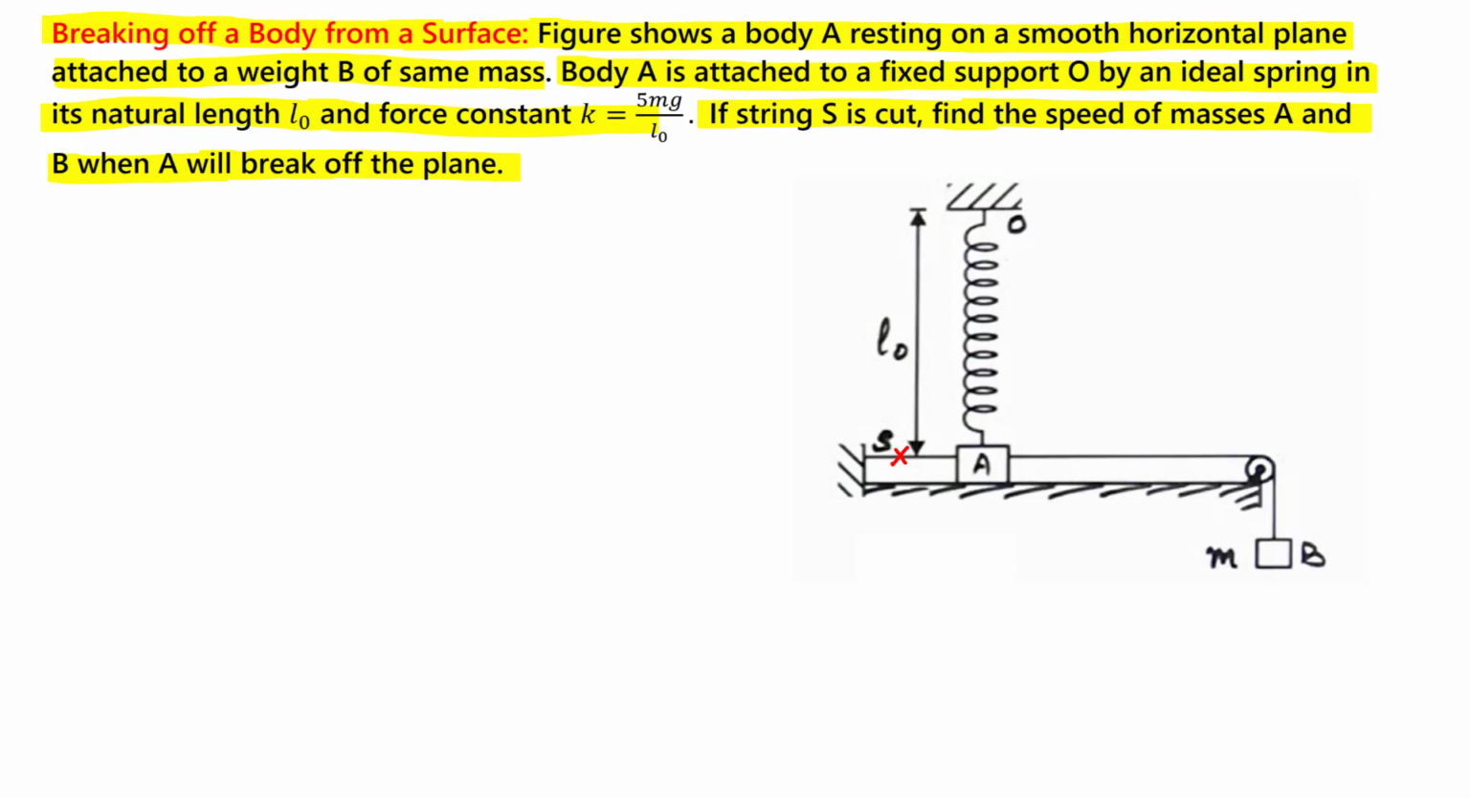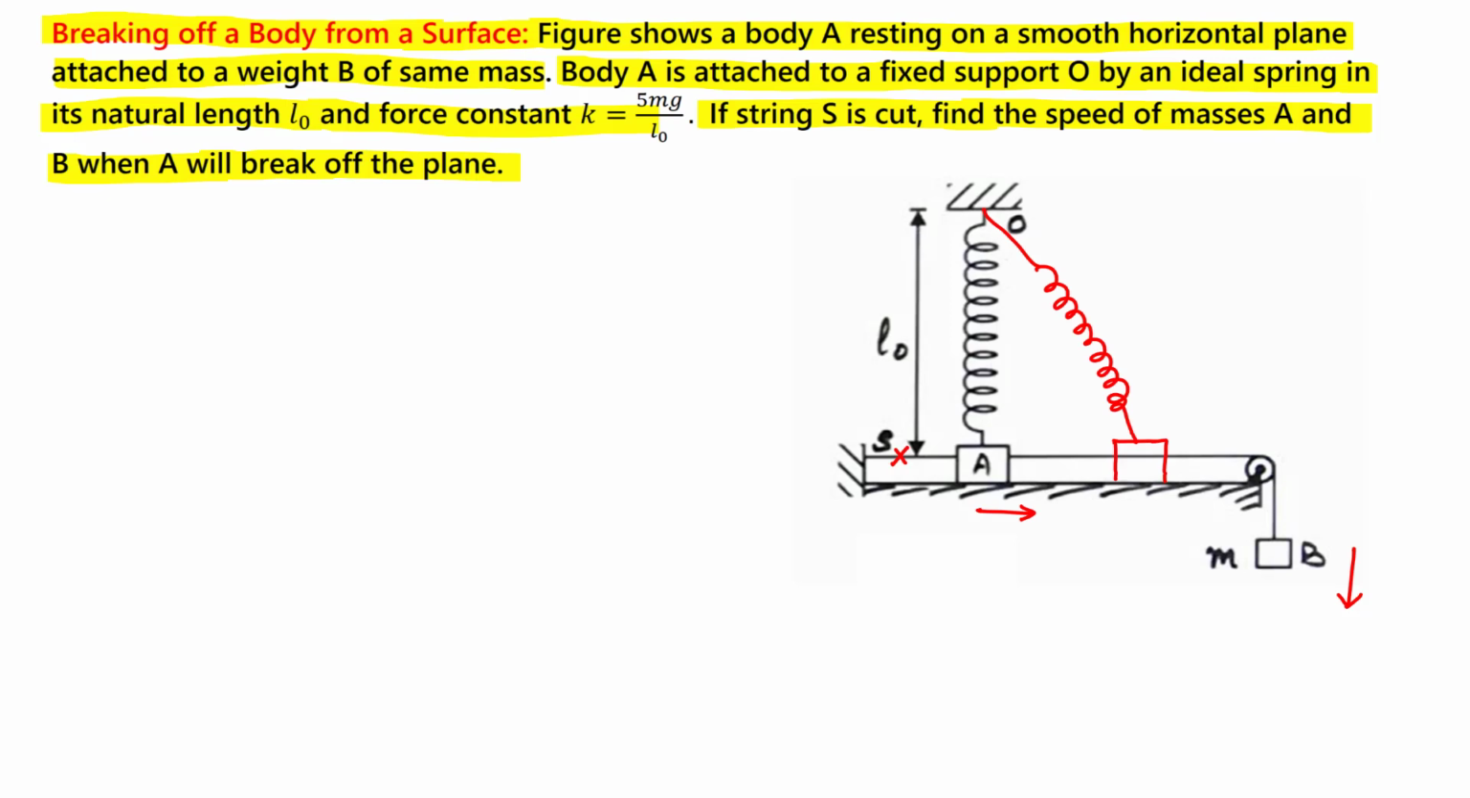This system will start moving. So this block will start moving in the downward direction, this block will start moving in this direction, and at a certain point of time, let's say this block A has come to this position. Then the spring here will be elongated. So the spring will be something like this.